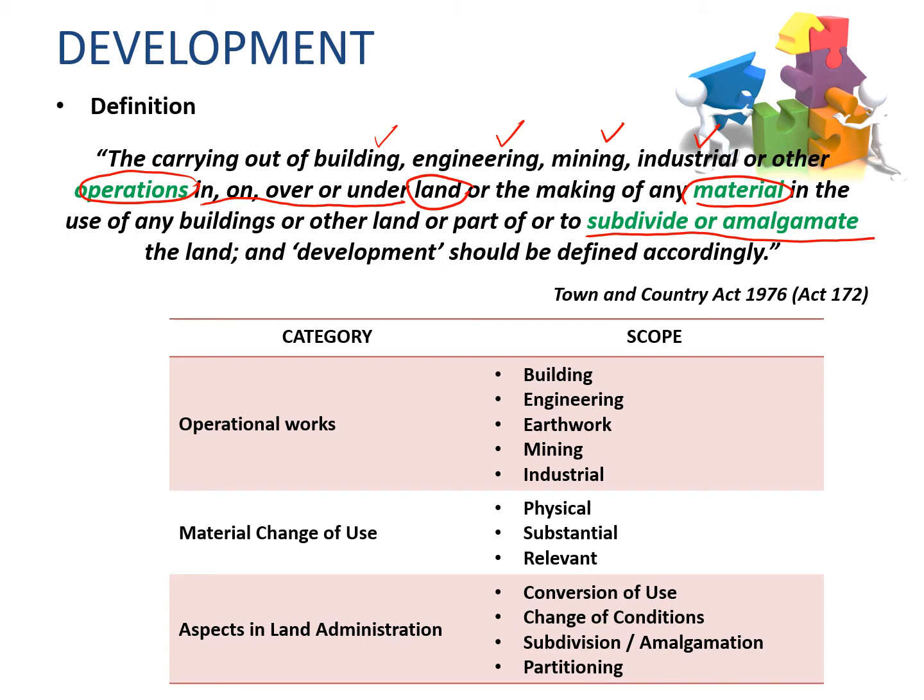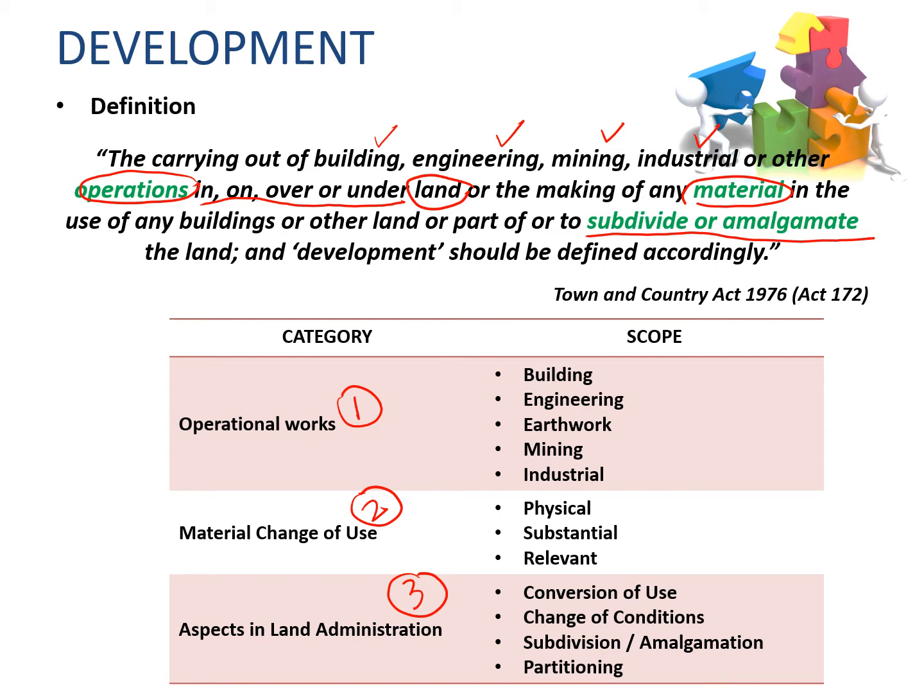So if we can simplify, development relates to the operational work, the material change of use, and also aspects in the land administration. Operational works will include building, engineering, earthwork, mining, industrial, which means whatever activities. And then, whether we change the use of the material physically, substantially, or irrelevant. And also if we conduct any land administration activities such as conversion of use of the land, the change of condition of the land, subdivision, amalgamation, or partitioning the land. So these are included in the definition of development.